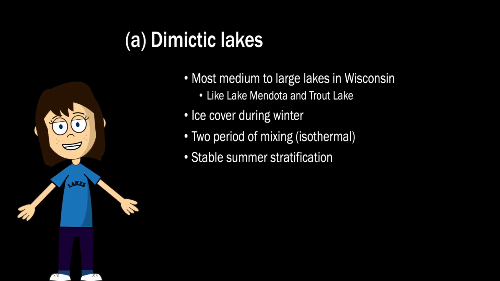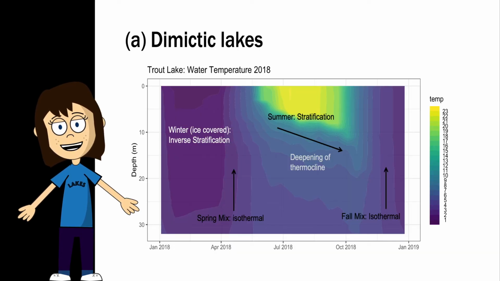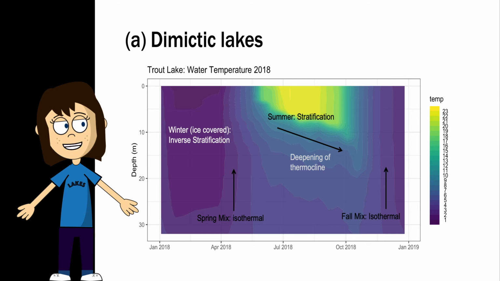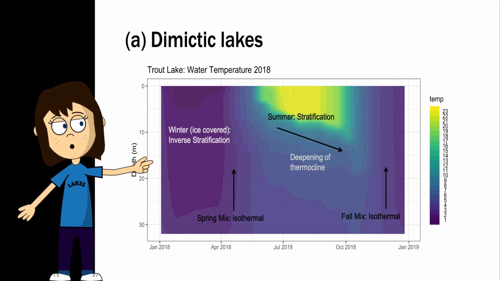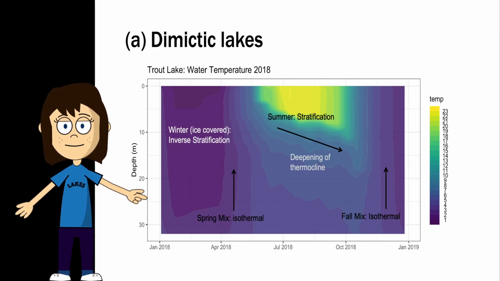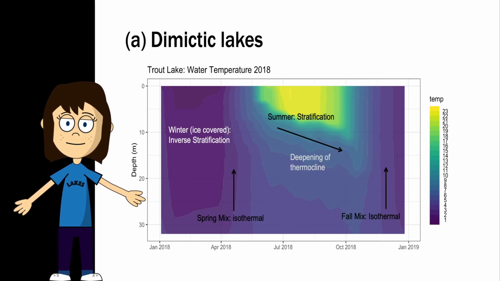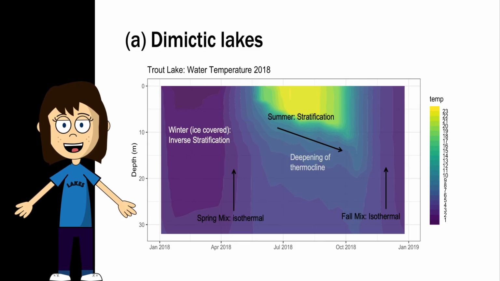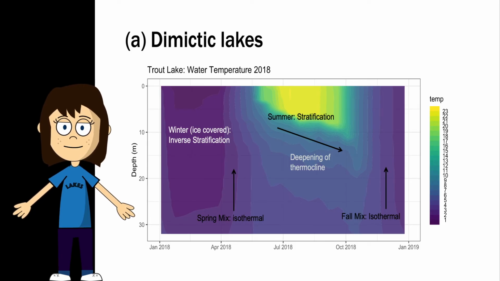They're probably the most common type of lake on Earth if we ignore very shallow lakes. Here's a water temperature plot from Trout Lake in northern Wisconsin. It's a textbook example of a dimictic lake, where we have weak thermal stratification in winter, spring mixing and isothermal conditions, followed by summer stratification and a deepening of a thermocline, until we have fall turnover and mixing. Although this cycle is repeated annually, it does vary from year to year.